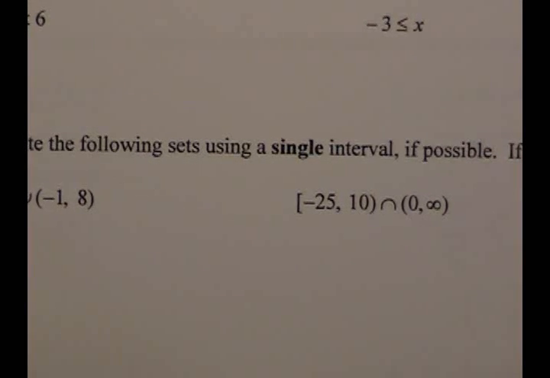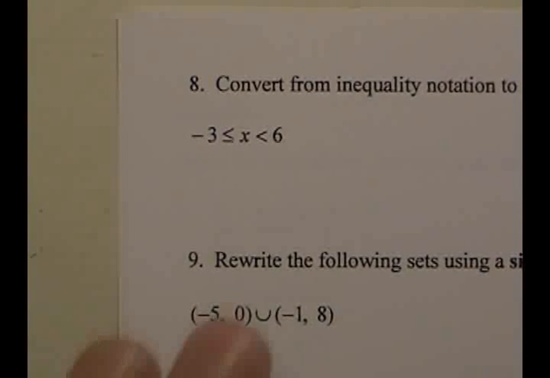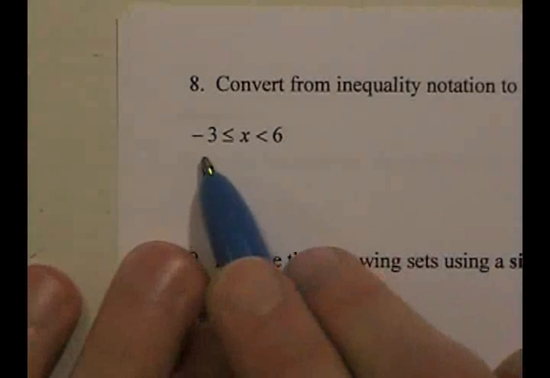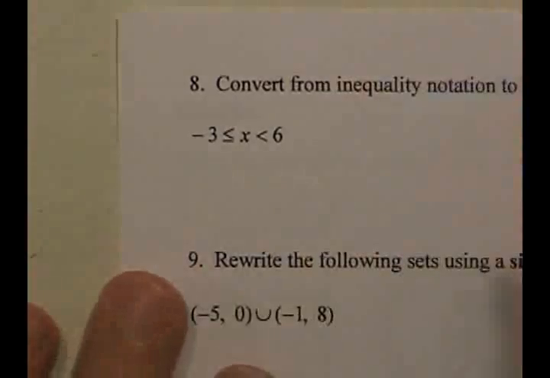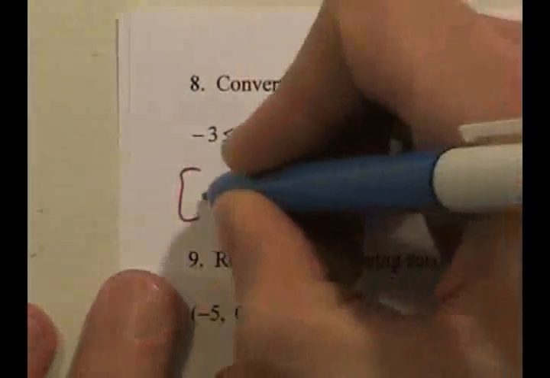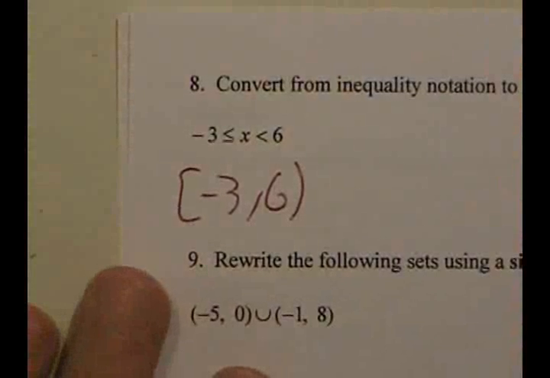Okay, it says convert from inequality notation to interval notation. So this means all numbers between minus 3 and 6, including minus 3 but not 6. So I say a bracket on minus 3, comma 6 with a parenthesis, and that's that.